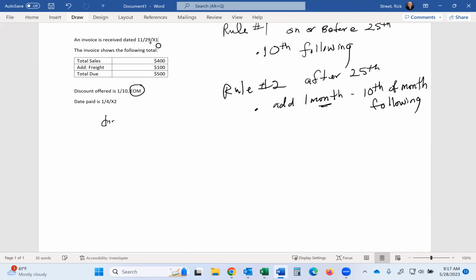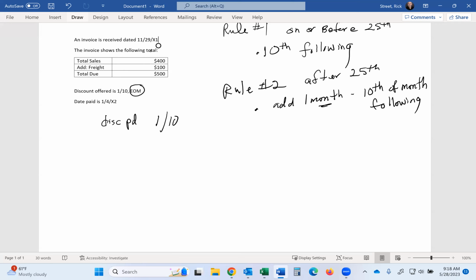The discount period here, we'd add 1 month. So we've got 11/29. We'd add the 12th month, December, and then we'd be into January. So our discount period would end on 1/10. It would begin on 11/29, the date of the invoice. So we add a month, December in this case, and add 10 days following.